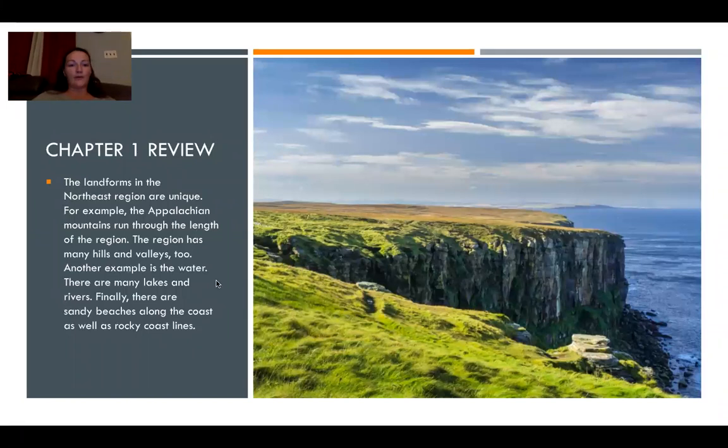Chapter 1 review, we talked about the unique landforms that make up the Northeast, such as rocky coasts and then sandy beaches and the Appalachian Mountains that run through the extent of the Northeast region. Many rivers, lakes, streams, hills, valleys.